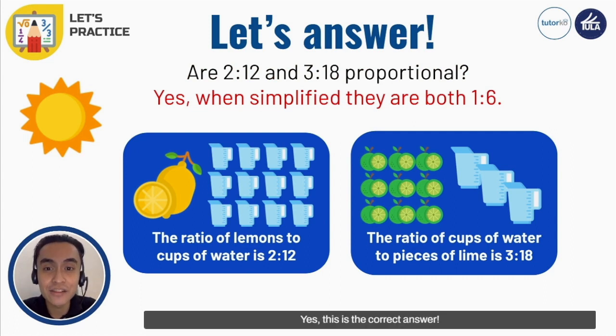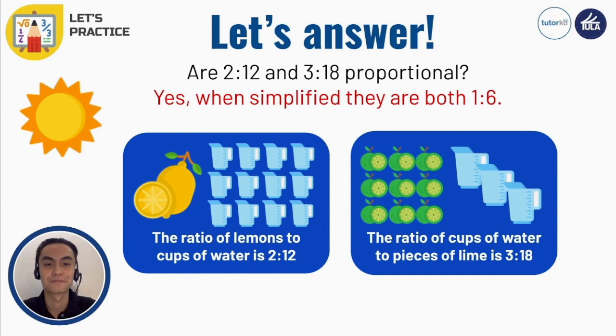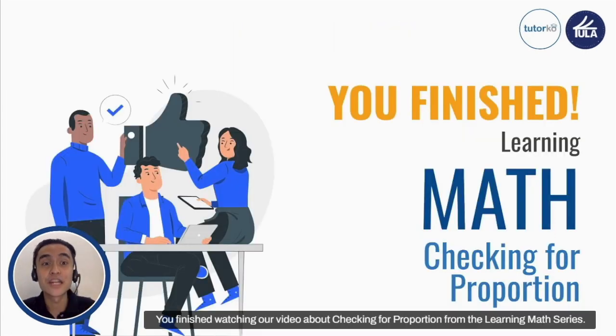Yes, this is the correct answer. When simplified, they are both 1 is to 6. So 2 is to 12 and 3 is to 18 are proportional. Good job! You finished watching our video about checking for proportion from the Learning Math series.